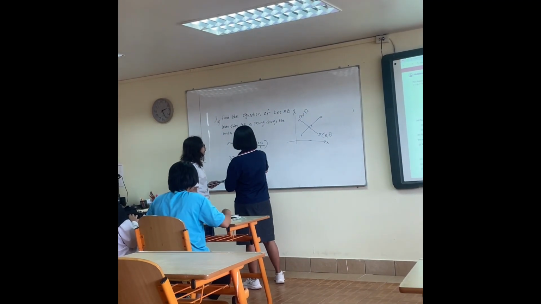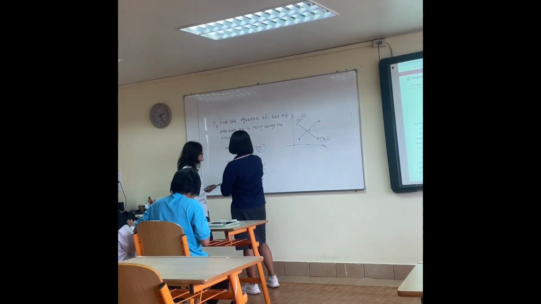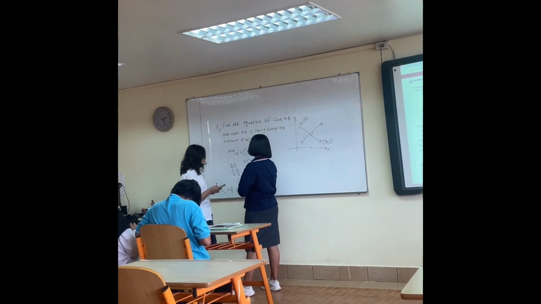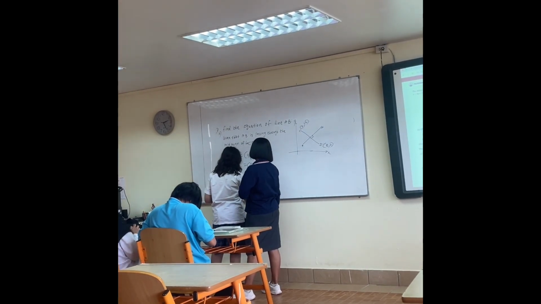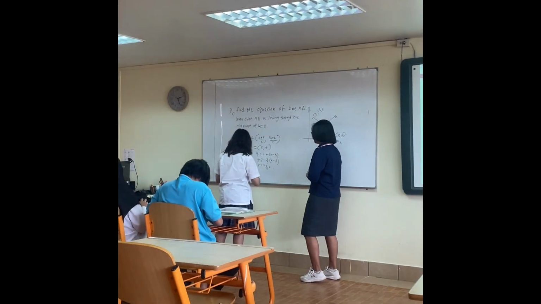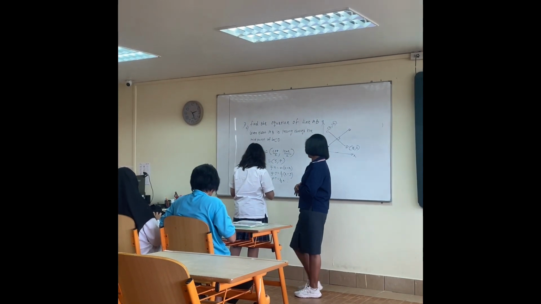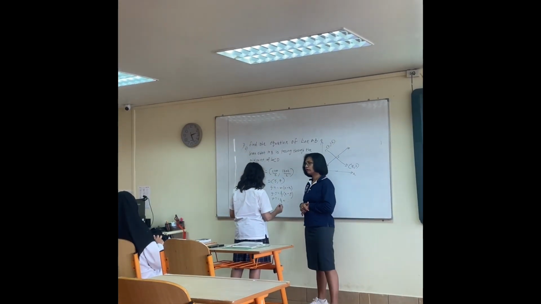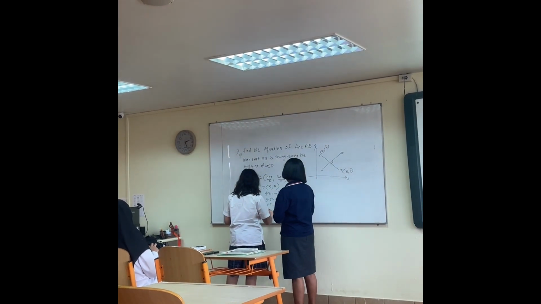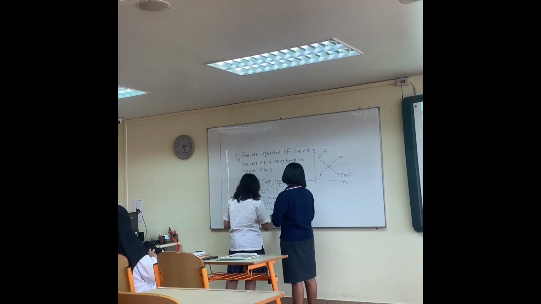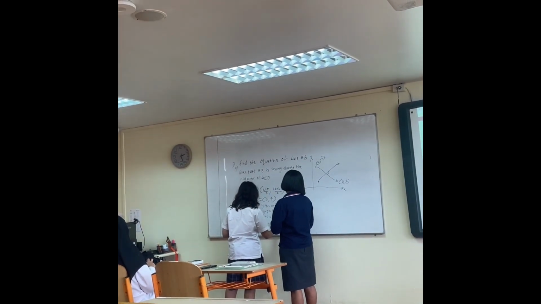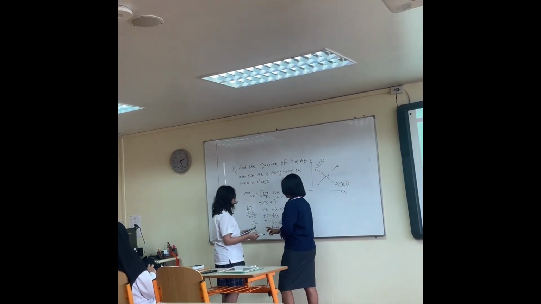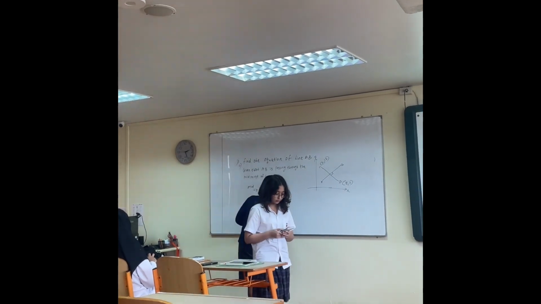So now we substitute. 3 by 5x minus, I forgot to do 3 by 5. Here it is. Negative 3? Yeah, negative 3. Now y equals minus 3 plus 7. Yeah, correct. Right. Okay. Very good.